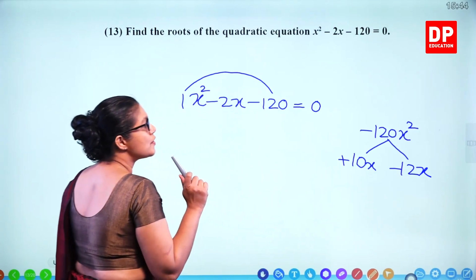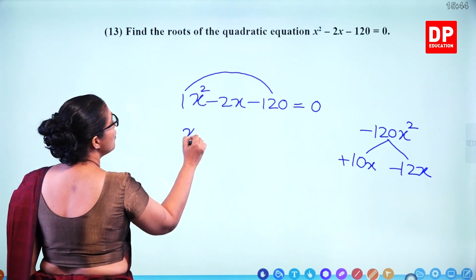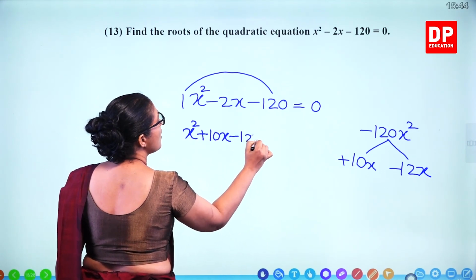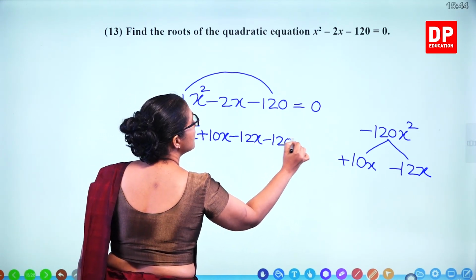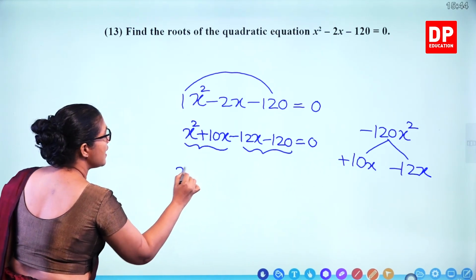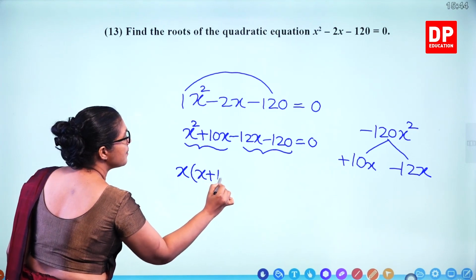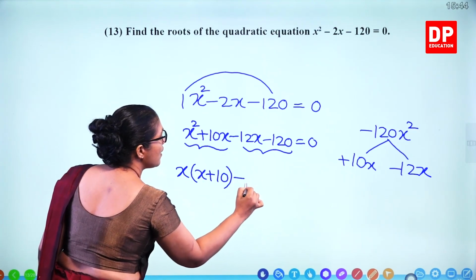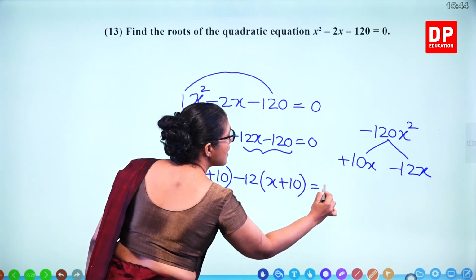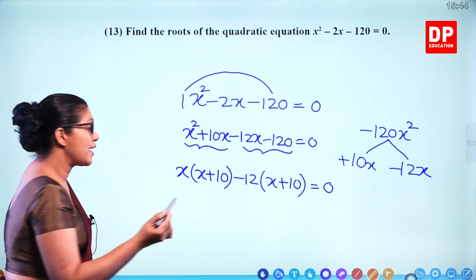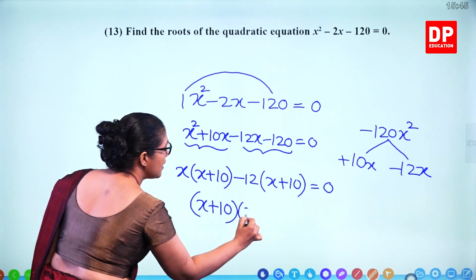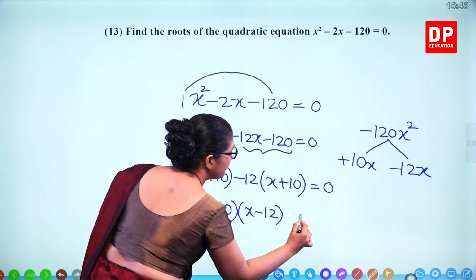Now you can split the middle term into plus 10x and minus 12x. Now take 2 at a time and factorize. You can take x out, that's x plus 10. Then minus 12, you can take it out, that's x plus 10 again. So the same factor is there, so x plus 10 you can take out. What's remaining? x minus 12.